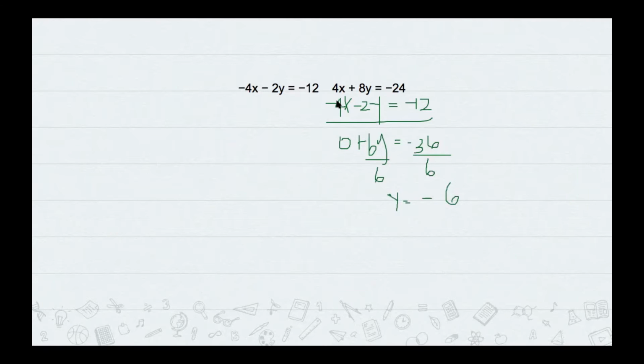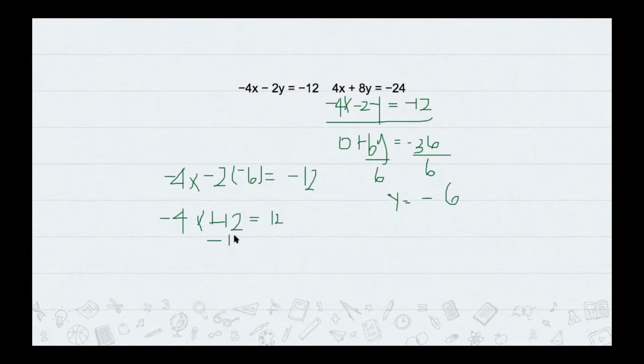So that's y. And we want to find out x as well, so we would just use either equation. I'm going to use the first one. So in order to find x, I'll put 4x minus 2y. But instead of y, we already figured out what y actually is, which is negative 6. So I'll fill that in here. And then we'll just solve it like normal. Negative 4x. Negative 2 times negative 6 gives you positive 12. Equals negative 12.